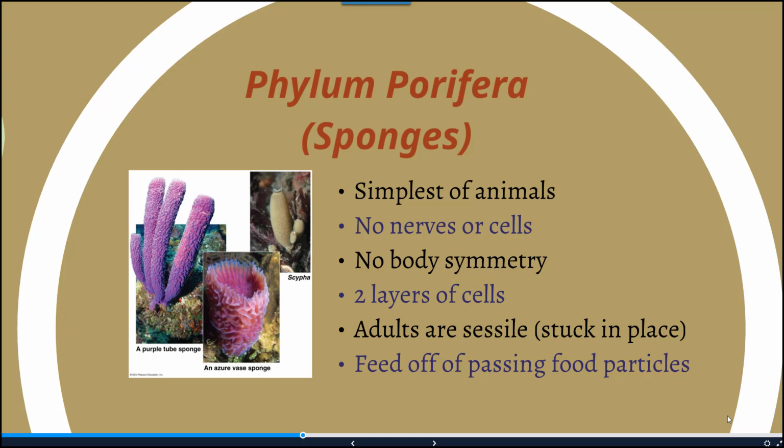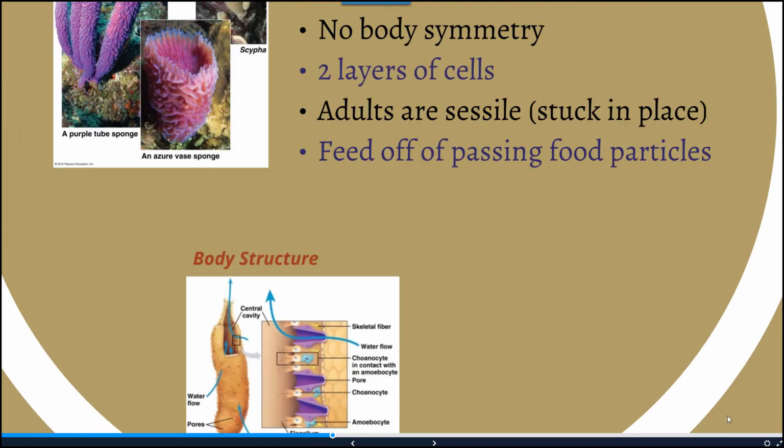They also are only going to have 2 layers of cells. The adults are going to be sessile, so they're going to be stuck in place. They can't move around, although the offspring or the larvae are going to be able to move around. And they feed off of passing food particles, so they rely on ocean currents in order to acquire their food.